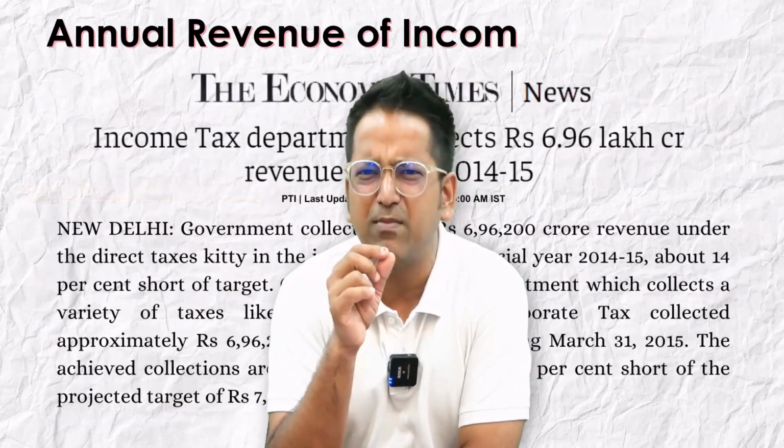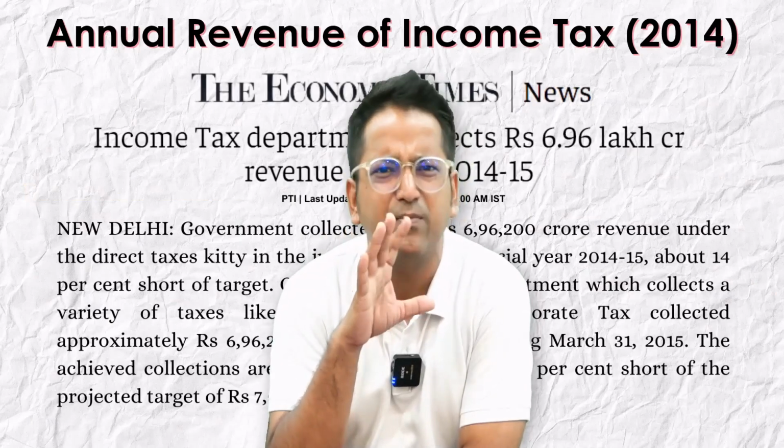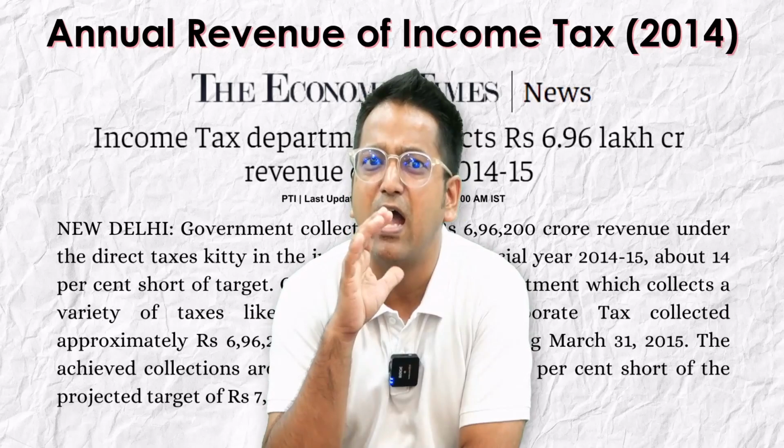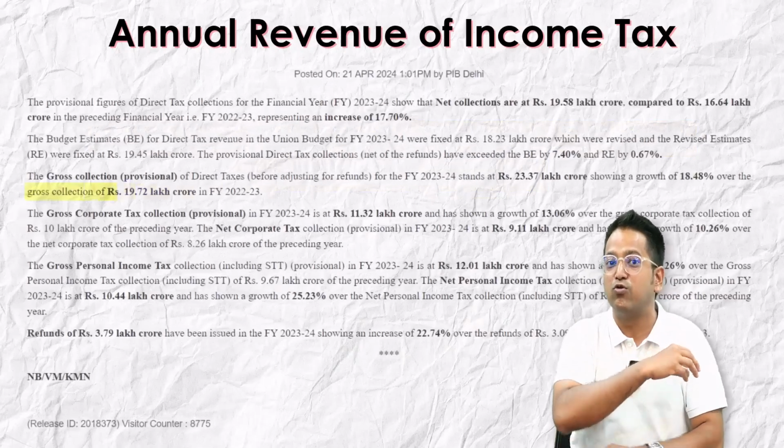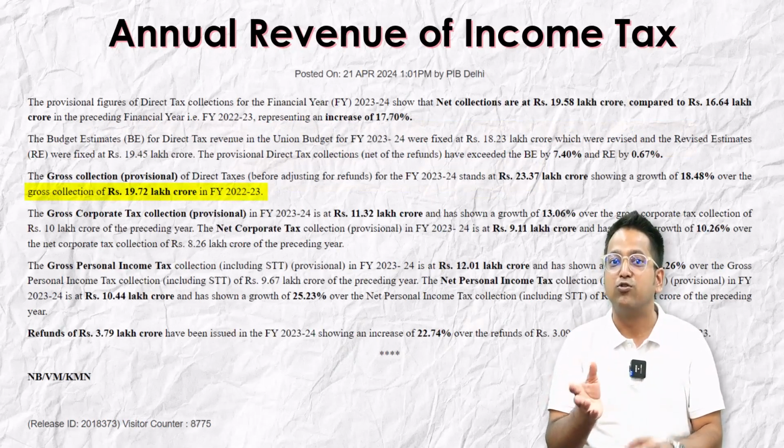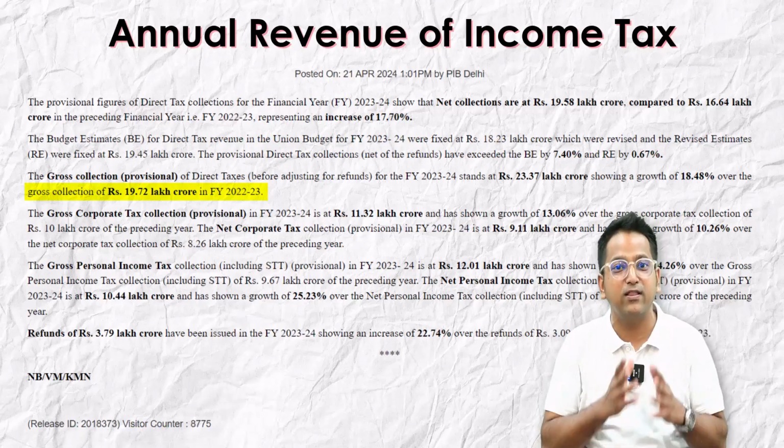When the BJP government came to power in 2014, do you know how much income tax collection was at that time? The annual revenue from income tax was around 6 lakh crore, which has now reached 19 lakh crore rupees. Growth has been more than 200% over the last decade.